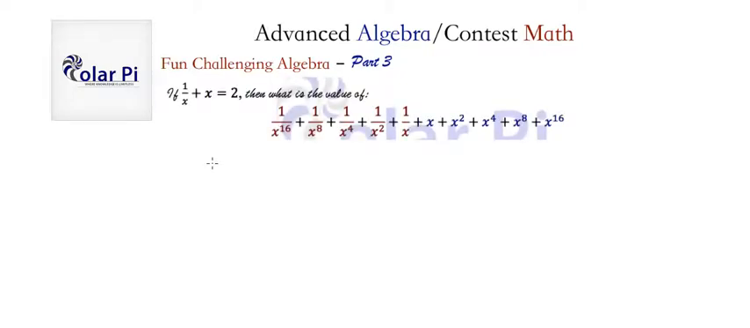By the way, because all of these problems would be good contest math problems, I've titled it both Advanced Algebra and Contest Math. Okay, so here's part 3, which is figuring out what this quantity will be when 1 over x plus x is given to equal 2. So given that 1 over x plus x equals 2, we have to figure out what number this here is.